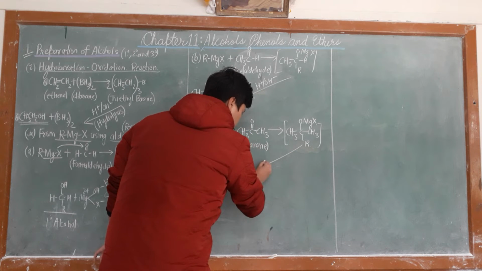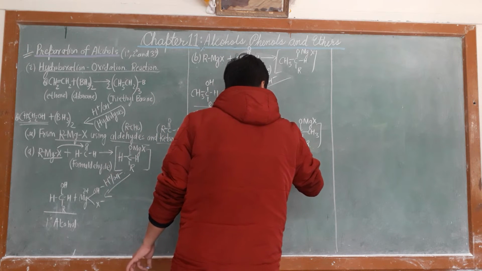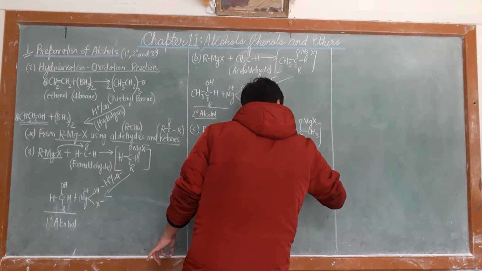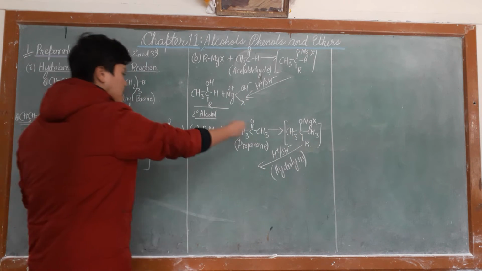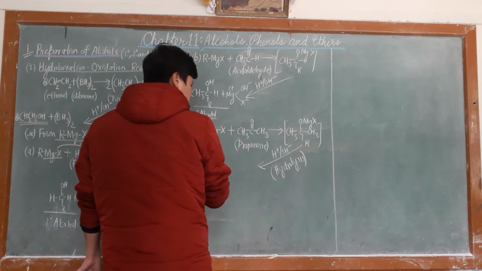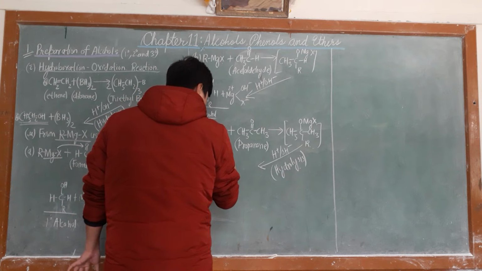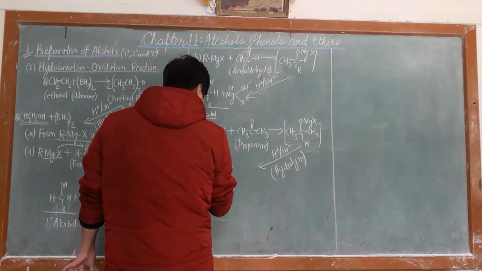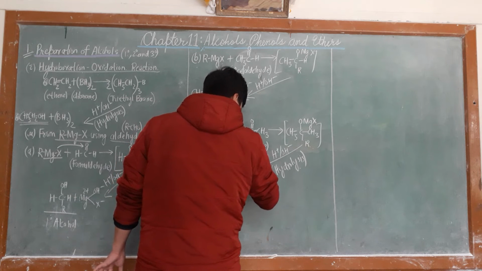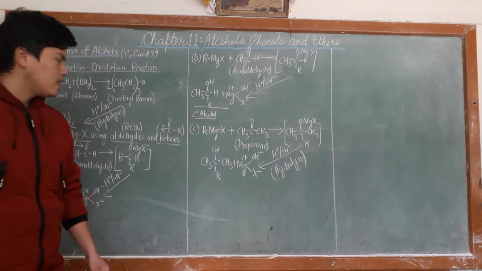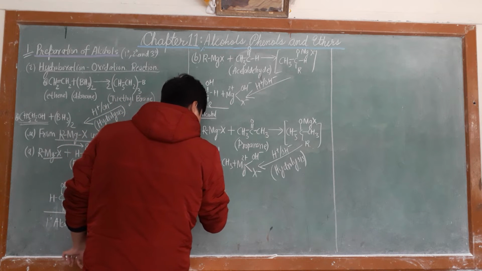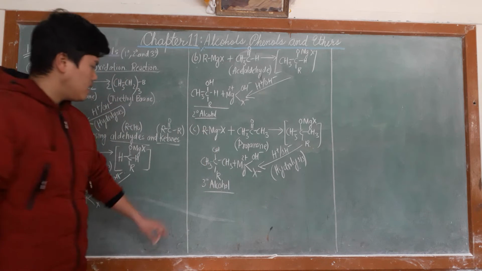Now, the next step is hydrolysis. Okay, next step is hydrolysis. Now, when you do the hydrolysis, you will get CH3 C OH CH3 plus Mg 2 plus OH X. Okay. Now, this is your tertiary alcohol. This is your tertiary alcohol.